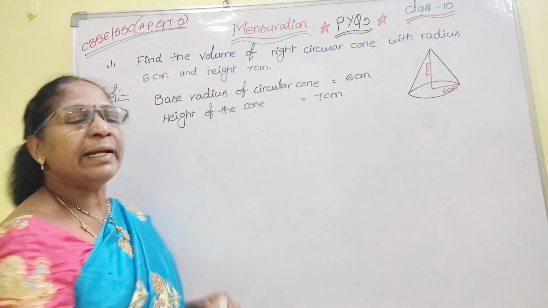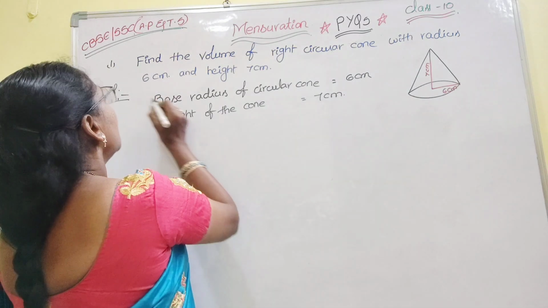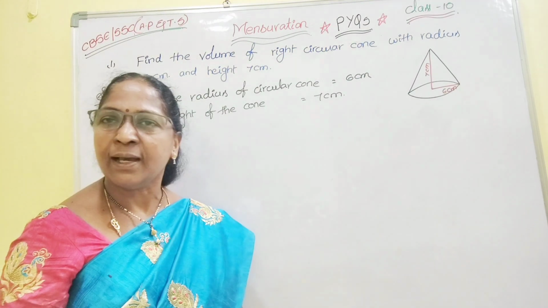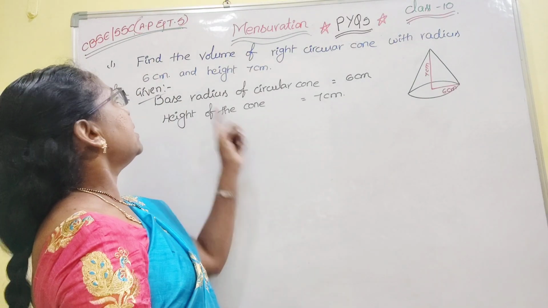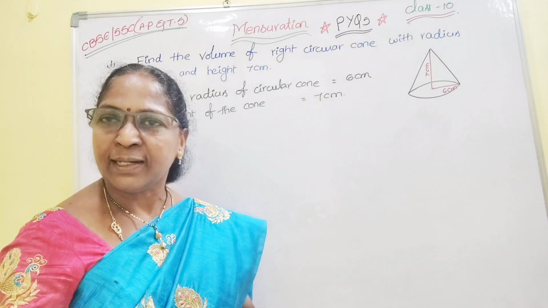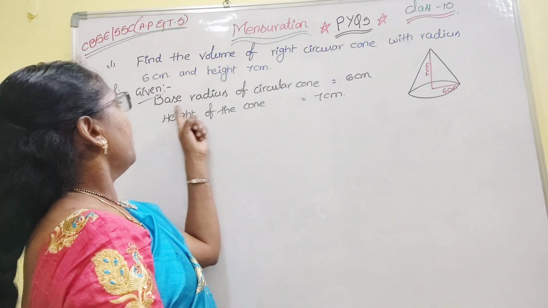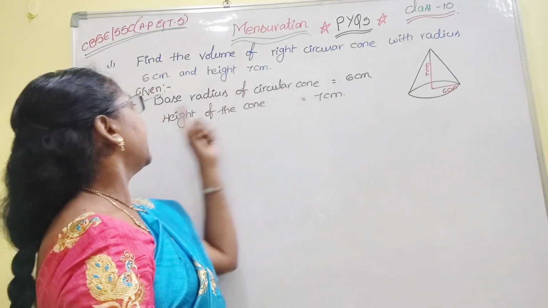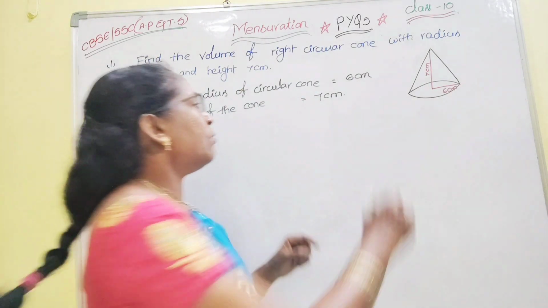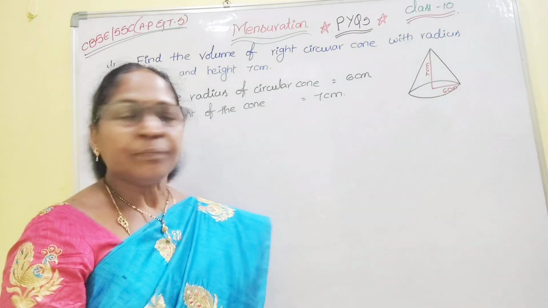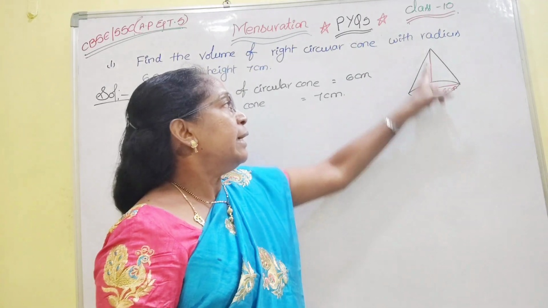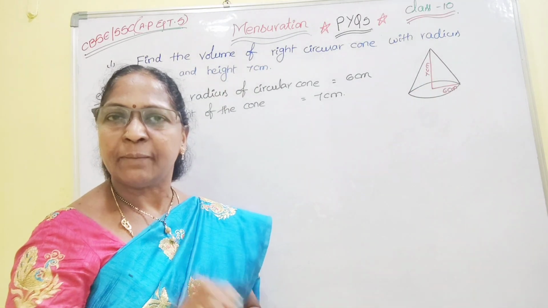First, you have to write down the given data. Whatever values are given, those are the given data. Here, the radius of the cone as well as the height of the cone are both given. So first write: base radius of the circular cone equals 6 centimeters and height of the cone equals 7 centimeters. This is the cone shape, so first you should draw the cone. From the center point to here is the radius, 6 centimeters, and from here to here is 7 centimeters. You have to represent that first.